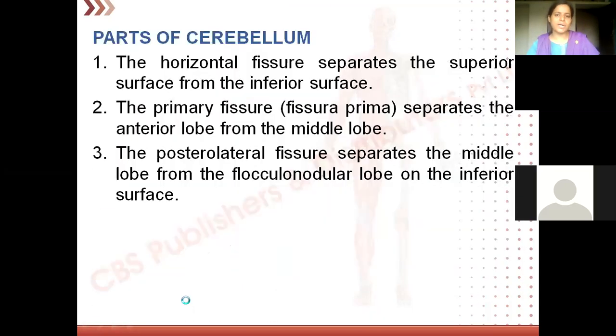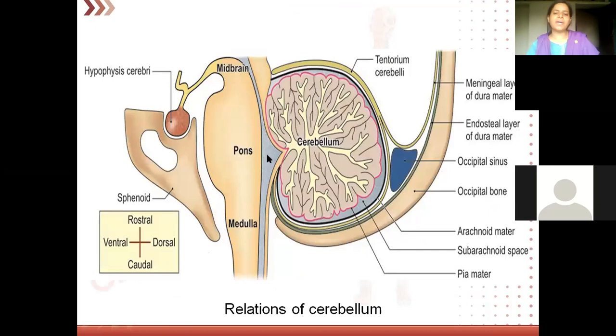What is the name of the ventricle which is present between the brainstem and cerebellum? What is the name of this ventricle? Niharika, we already studied this ventricle.